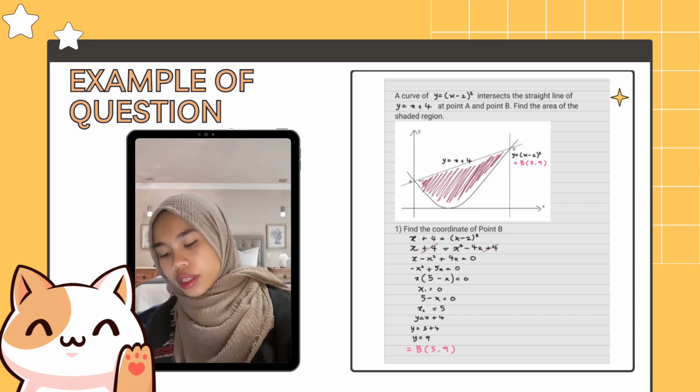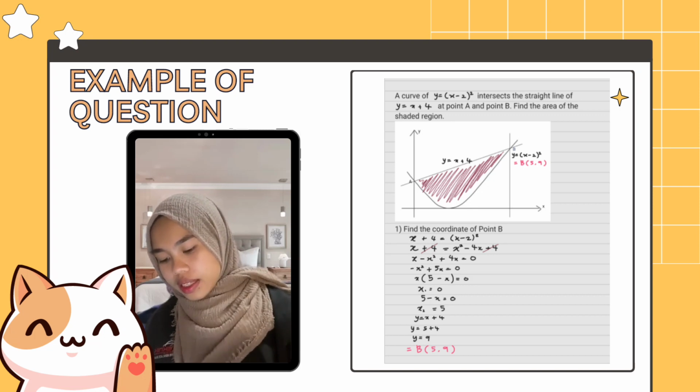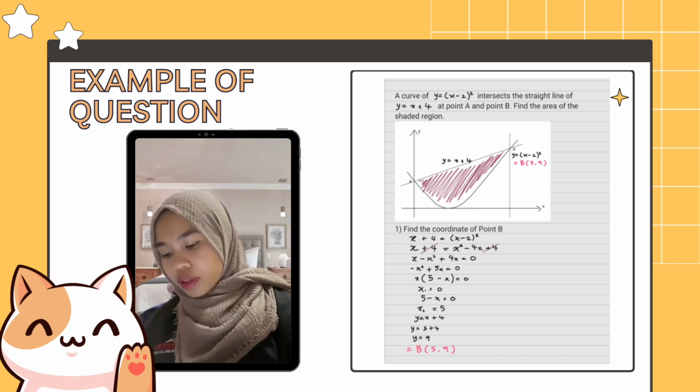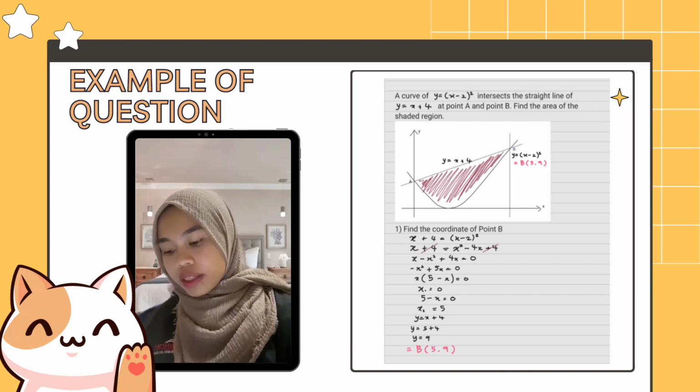To find the coordinates of point B, we need x + 4 = (x - 2)^2. Here we get x = 5. So how to find y? Substitute the value of x into the equation of the line. So y = 5 + 4, so y = 9. So the coordinates of B are (5, 9).